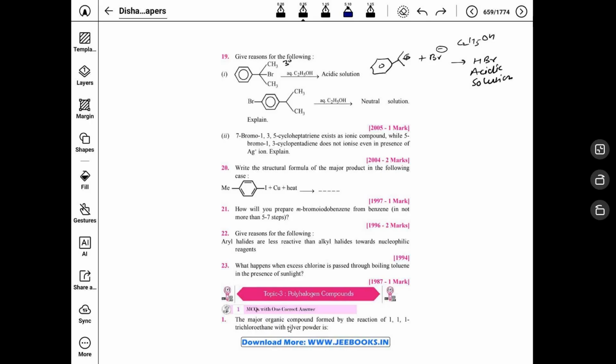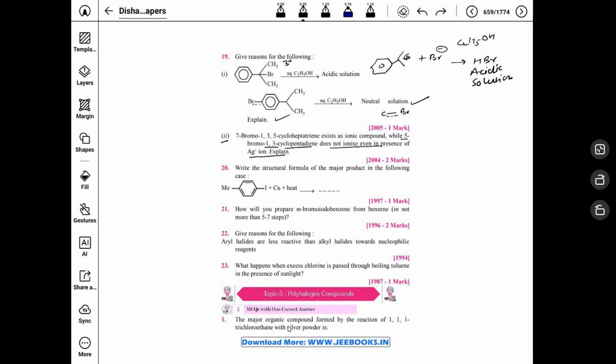But in this case, the carbon-halogen bond has partial double bond character because it is directly attached to the ring. Therefore, breaking this bond is difficult, and hence this solution is neutral. Now question number 2: 7-bromo-1,3,5-cycloheptatriene exists as an ionic compound, while 5-bromo-1,3-cyclopentadiene does not ionize even in the presence of silver ions.